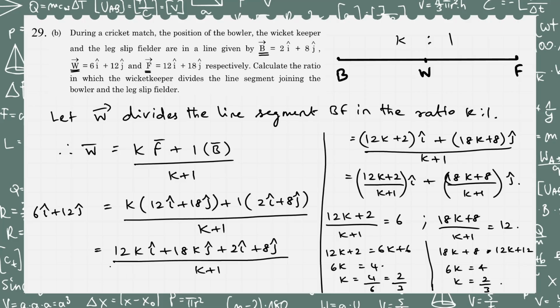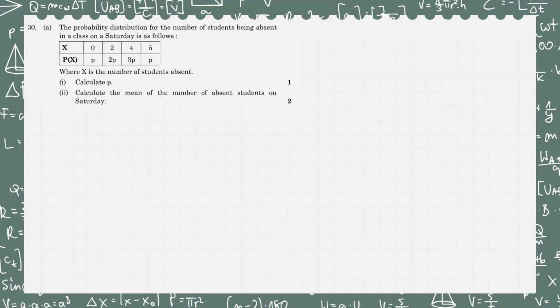So the ratio in which the wicket keeper divides the line segment joining the bowler and the fielder is 2 by 3 is to 1, which can be said as 2 is to 3. So W divides BF in the ratio 2 is to 3. Let's do the next sum.